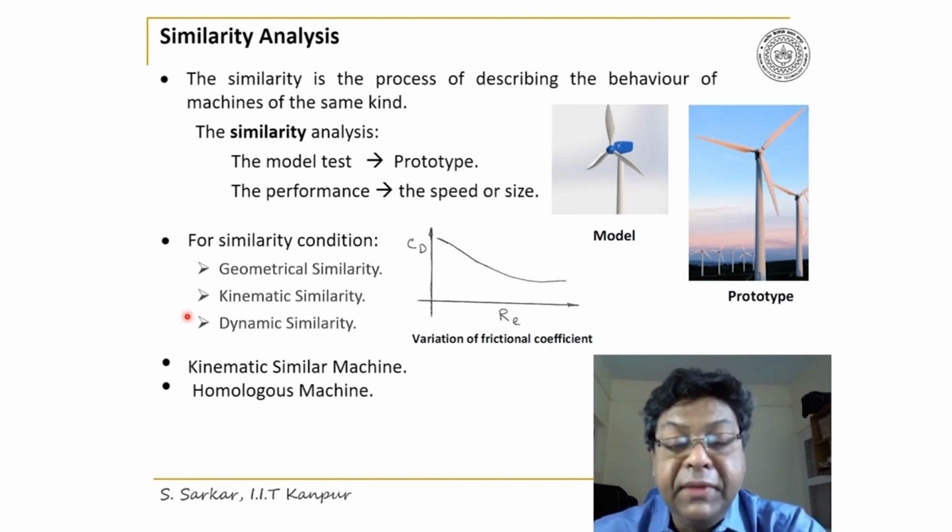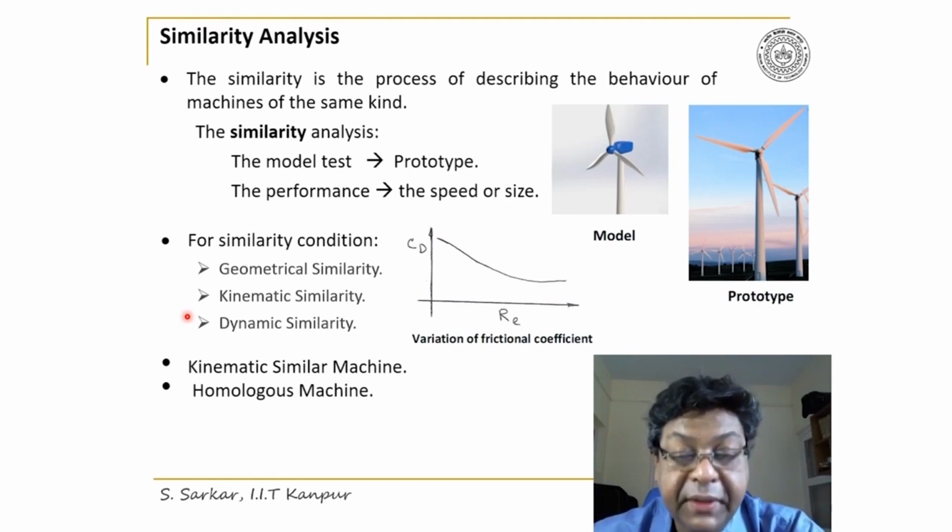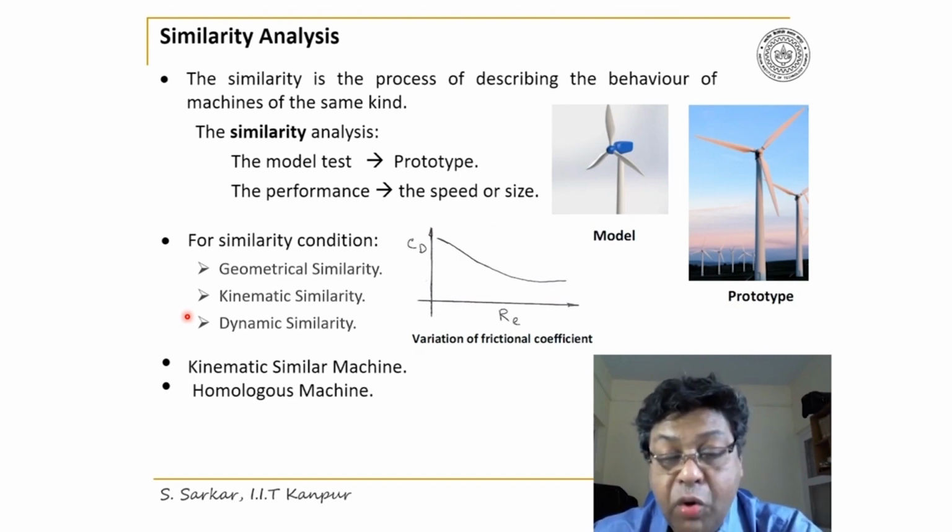What is kinematic similarity? The flow pattern has to be the same. That means the velocity triangles are similar. The ratio of corresponding velocities remains invariant, and the corresponding angles of the velocity triangles are the same. Suppose we take a velocity triangle for the model and that of the prototype, then the corresponding angles have to be the same.